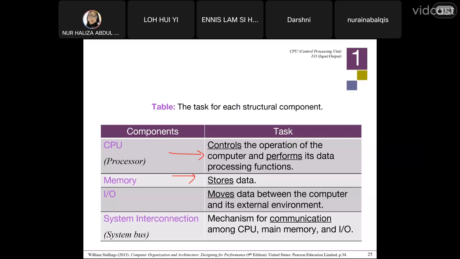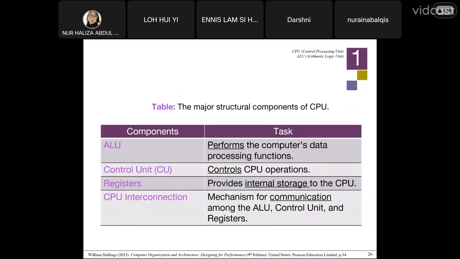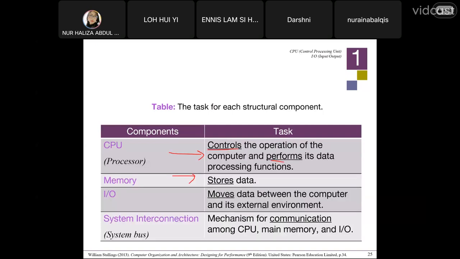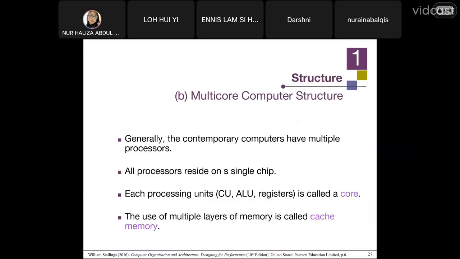So like the CPU, you need to know the keywords, because this is a favorite question that might ask about their function. What is the CPU function? They're going to give you A, B, C, D. Or if it is a subjective question, it will ask you to write the function or the task of the CPU. We have several tables here. You can see the table under CPU and the table for components on a computer. Now we're going to go slightly deeper into our multi-core computer structure.